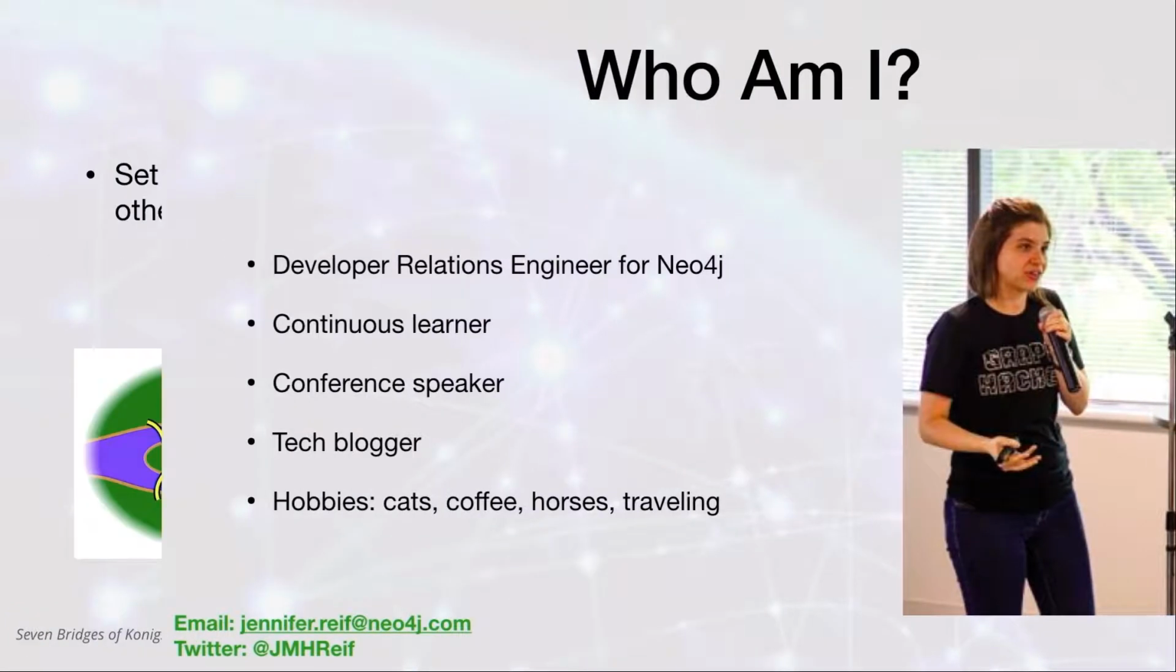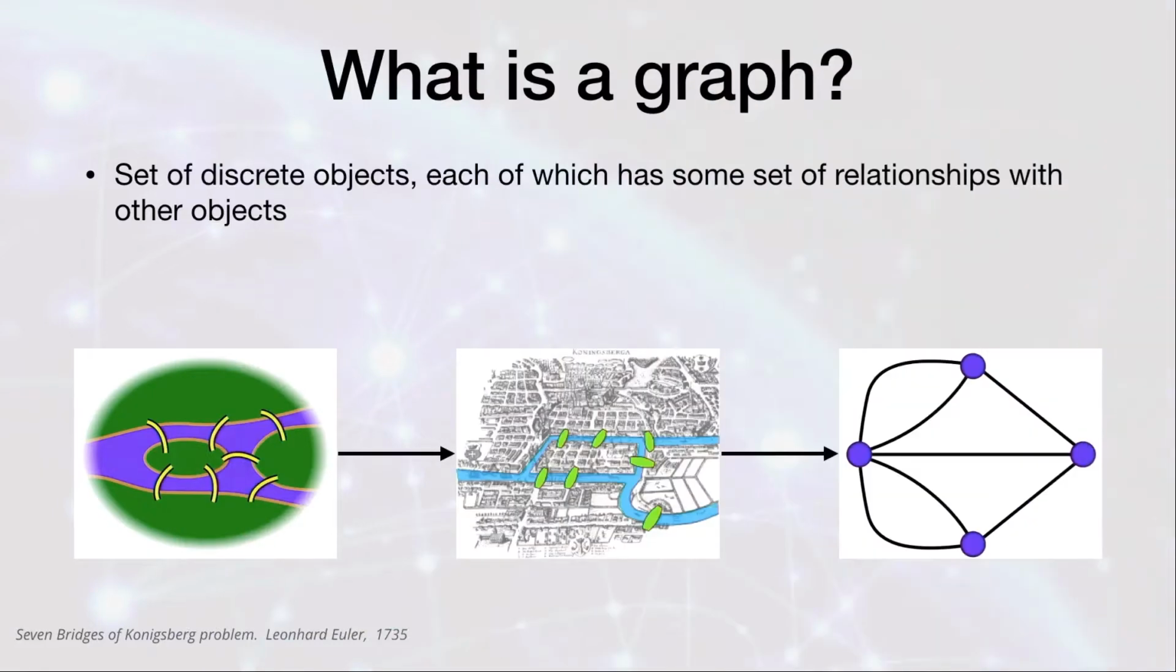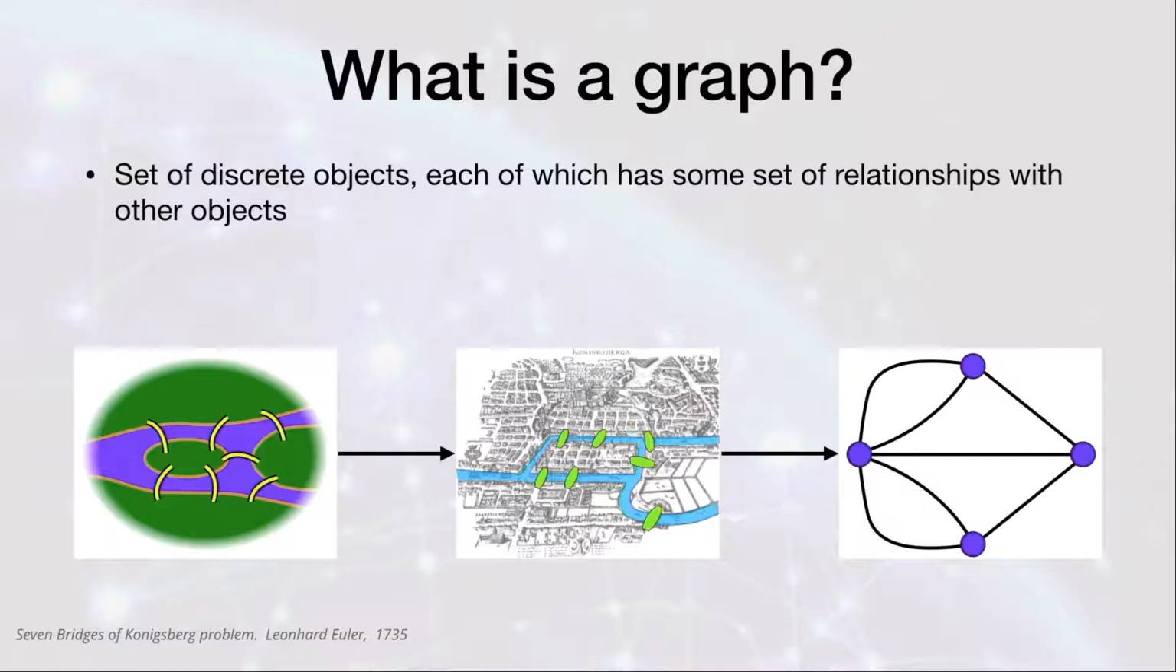So basically, what is a graph? It's a set of discrete objects that has some sort of relationships with other objects. If you tuned into the keynote, you might have heard mention of the 7 bridges cake that was done in our community. This traces back to Leonhard Euler, a mathematician in the 1700s, who designed this problem to see if he could cross all 7 bridges in Königsberg and get back to his original point.